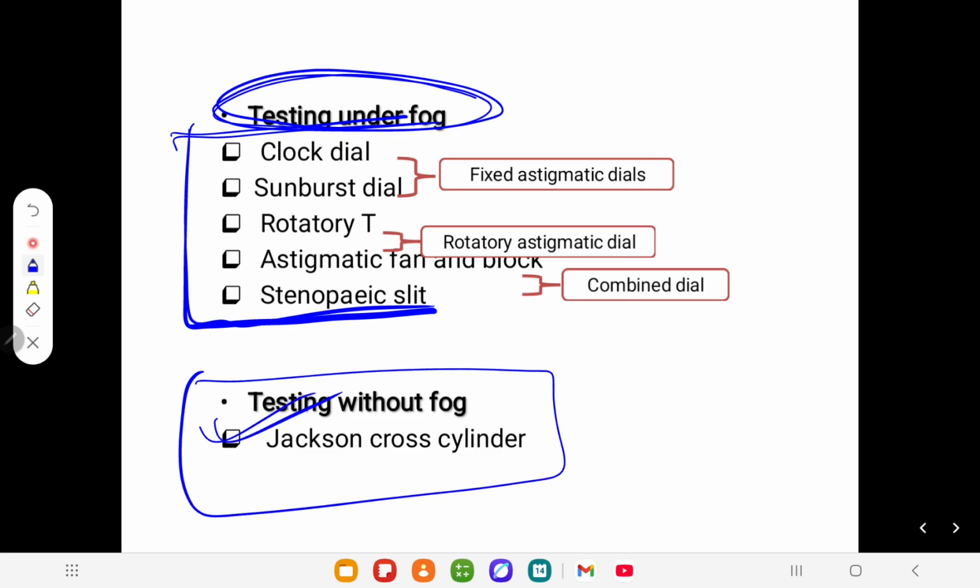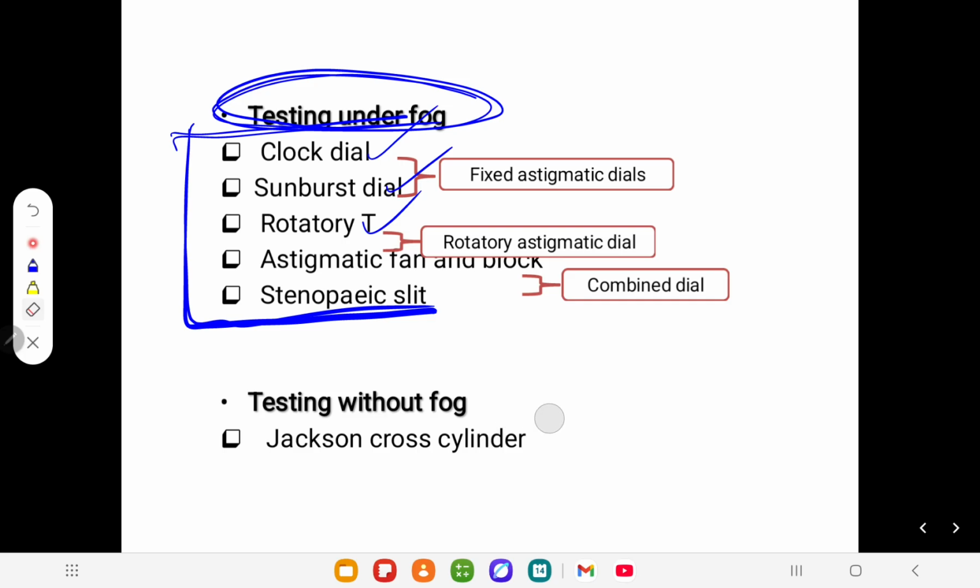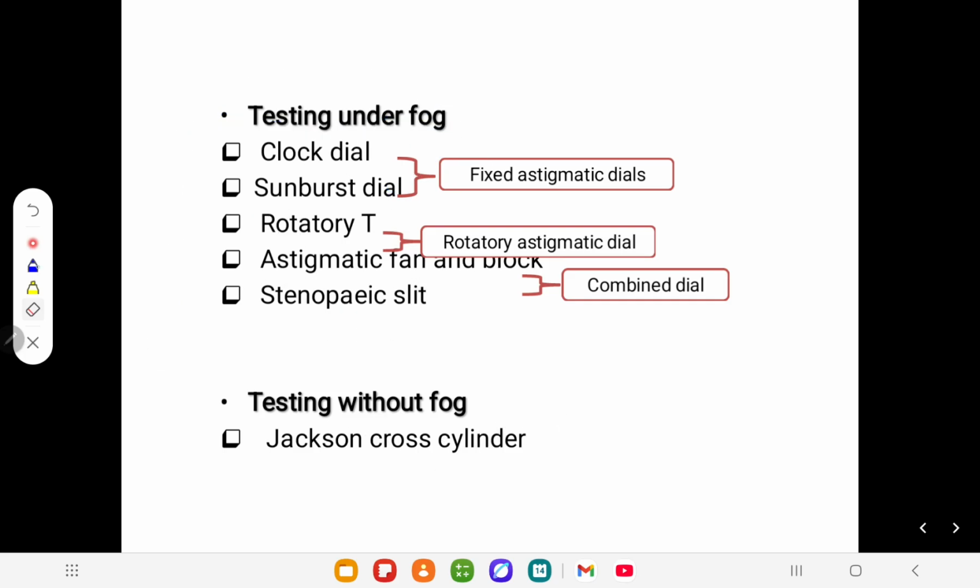See, you will see in your life a lot of MCQs where option A is this, option B is this, option C is this, and option D is this. And the question is which procedure is without fog. It's directly Jackson cross cylinder. Okay, just remember, it's a common MCQ. It's just a common MCQ, okay?